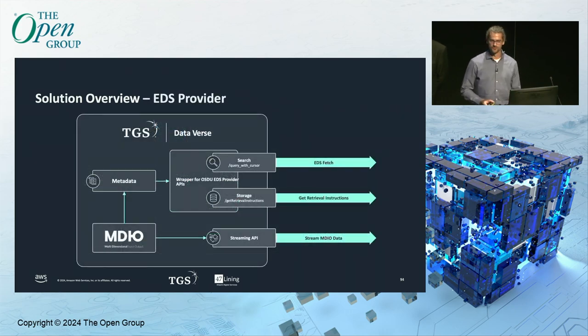And to zoom in a little more on the EDS provider side, we have these three endpoints. We have the search query with cursor endpoint, which is used during the EDS fetch and ingest process. The request to it looks very similar to the OSDU search endpoint. The response looks kind of similar as well. It'll be a list of results that allow the EDS fetch and ingest workflow to build a manifest that'll be successfully ingested into the data platform as metadata.